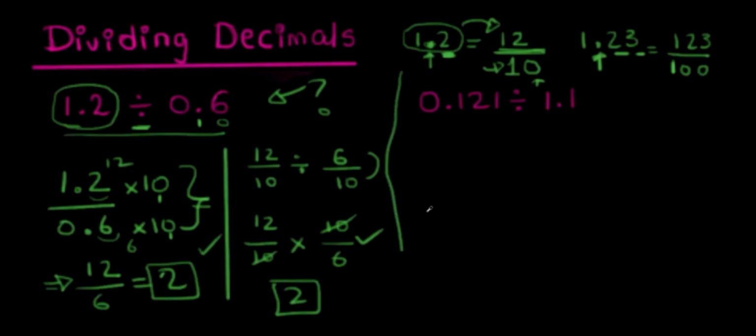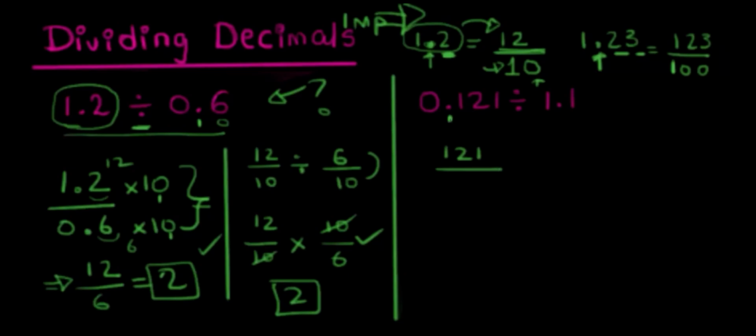But you must know how to change, for example, decimals to fractions. That's something we must know. Important. So I'll do it the same way. What I'm going to do is rewrite it as a fraction. 121 over, the decimal becomes a 1, then I add on 3 zeros: 1000. Divided by 1.1, I just write it as 11. Ignore the decimal, that becomes a 1, and the number of zeros thereafter.